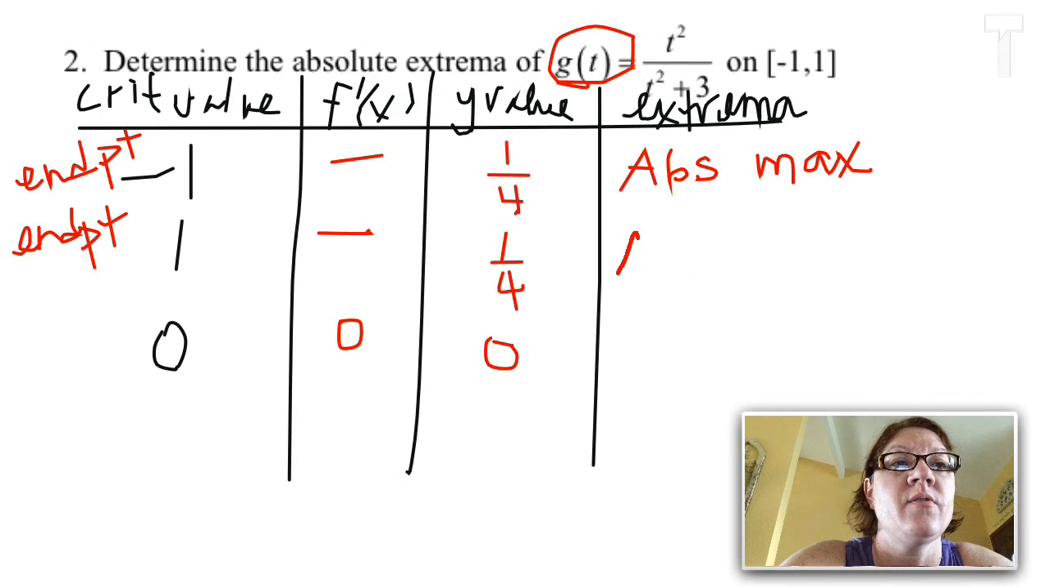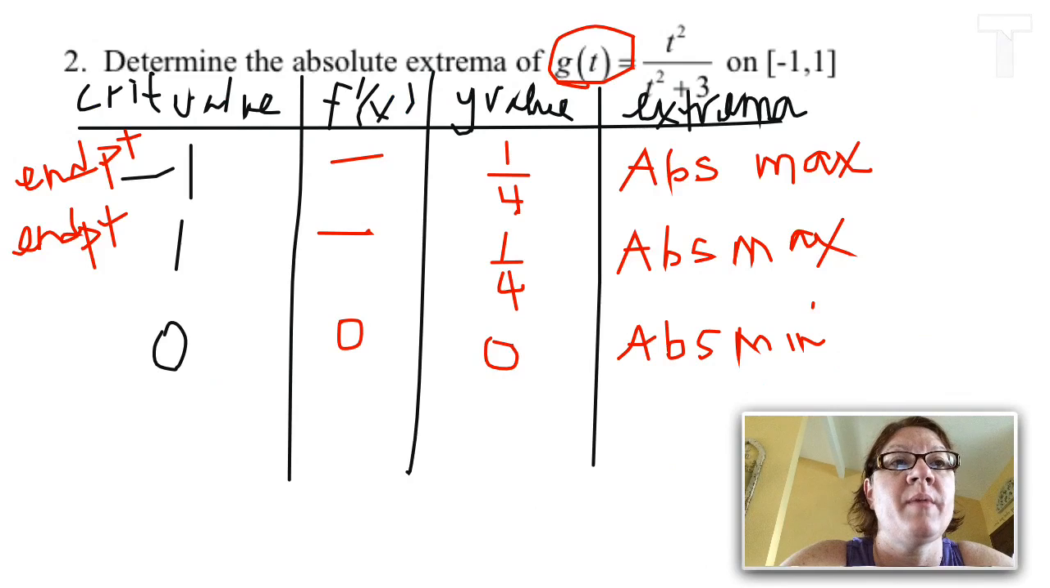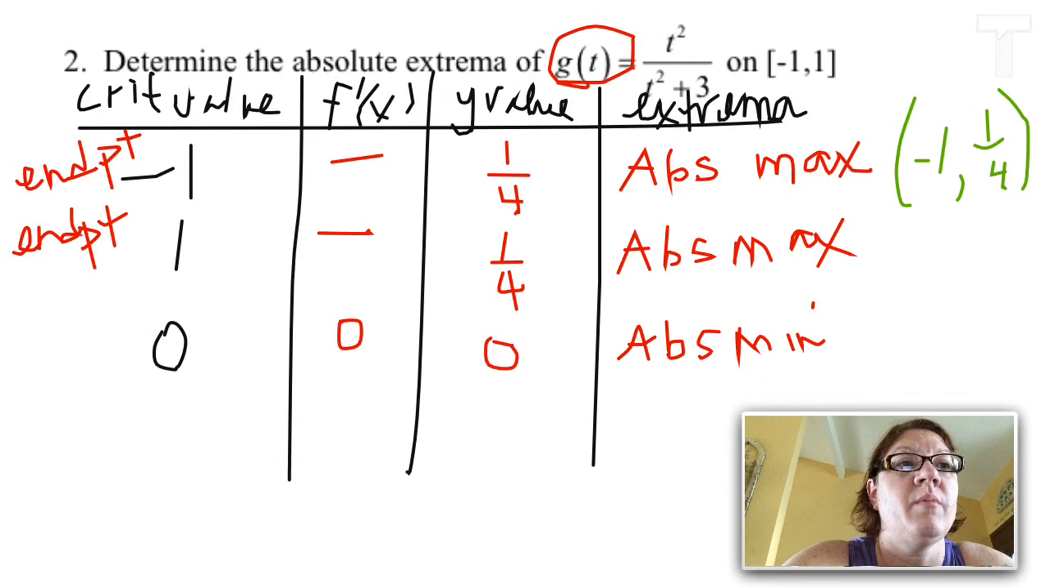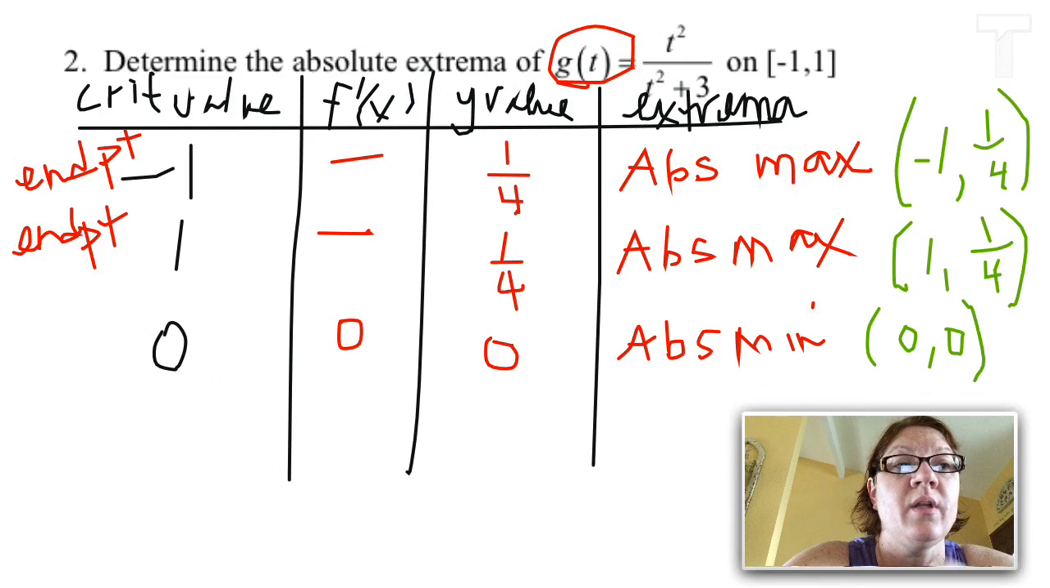So it's an absolute max. Oh, look, these guys tied. And the lowest one would be 0, so that's going to be my absolute min. And if I write them as coordinates, I'll have -1, 1/4, +1, 1/4, oops, and 0, 0. Pretty cool, huh?